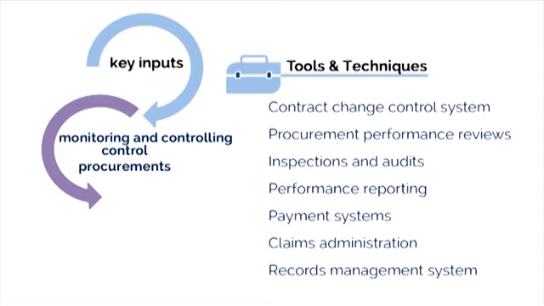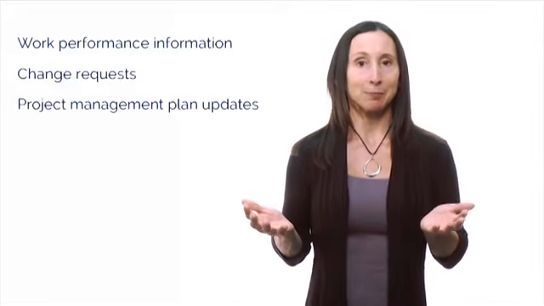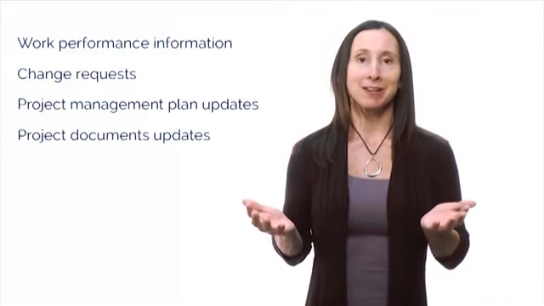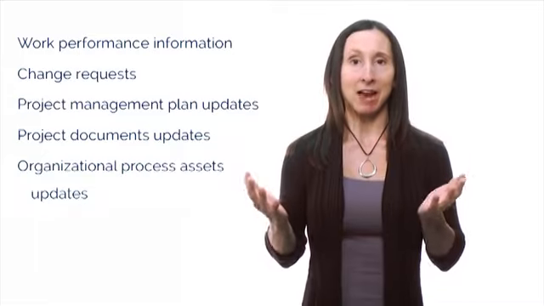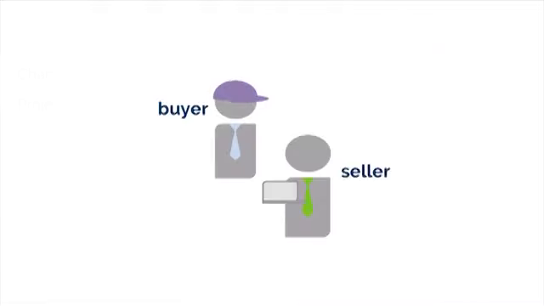results from this process. The key outputs produced in this process are the work performance information, including information on deliverable status, such as what's been completed and what's in progress, change requests, project management plan updates, project document updates, and organizational process asset updates. Both the buyer and the seller will control the procurement contract for similar purposes.